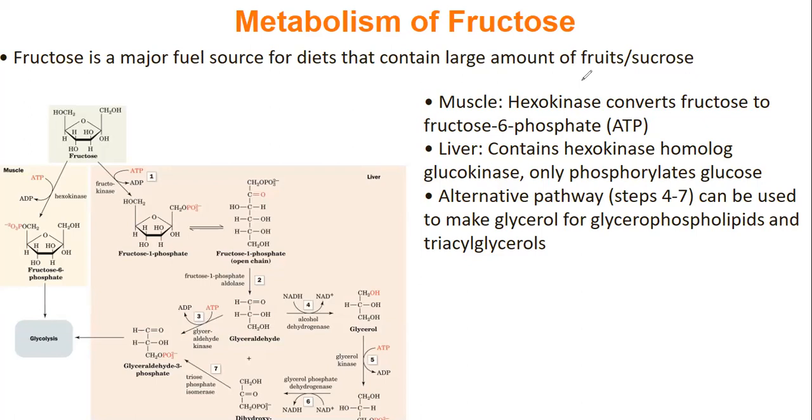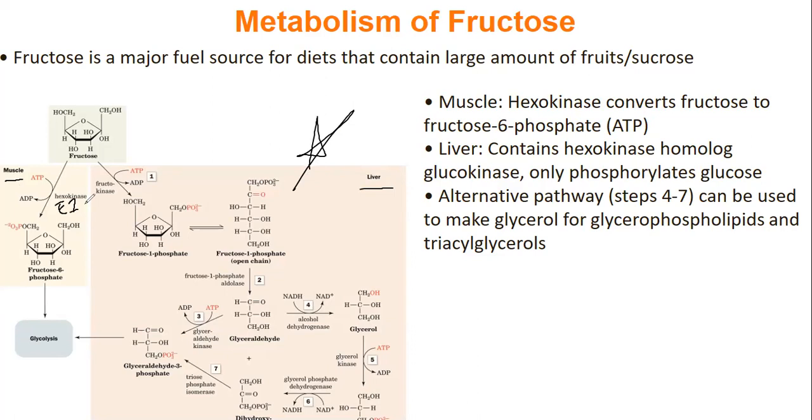And there are two different pathways. We have the muscle pathway and we have the liver pathway. The majority of fructose that you eat goes to the liver. A small percentage does go to the muscle. Muscle has hexokinase, and hexokinase does work on fructose. Hexokinase is the same as enzyme 1 of glycolysis, right?